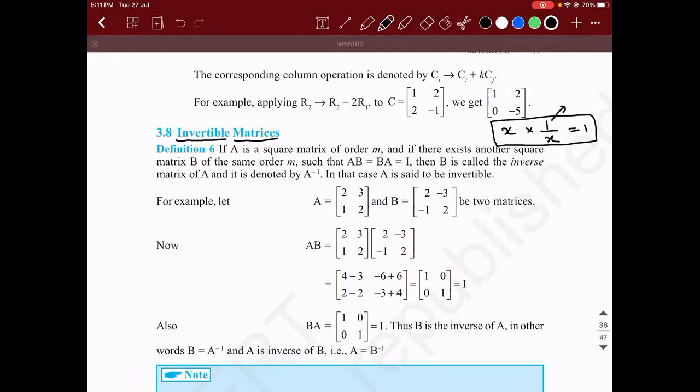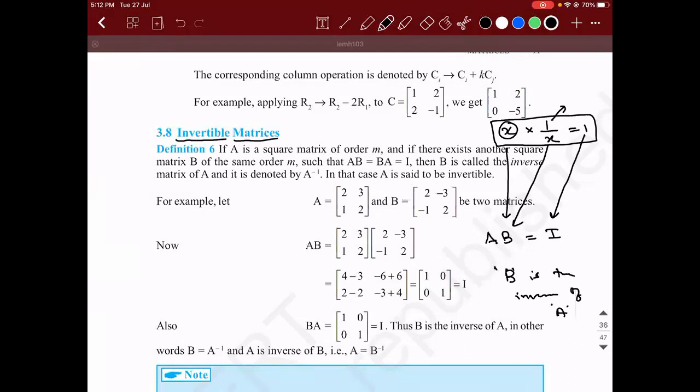Whereas when you're handling matrices, what should happen? If any matrix A is given to you and you multiply that matrix with another matrix B such that you get an identity matrix I, then here x is replaced with matrix A, 1 by x is replaced with matrix B, and 1 is replaced with the identity matrix. Then I can say B is the inverse of A.